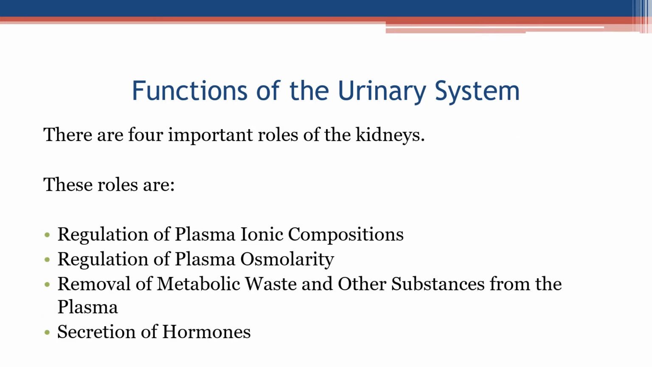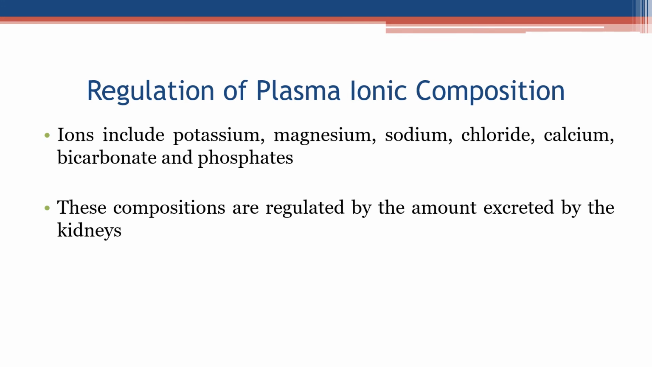There are 4 important roles of the kidneys. These roles are: regulation of plasma ionic composition, regulation of plasma osmolarity, removal of metabolic waste and other substances from the plasma, and secretion of hormones. Regulation of plasma ionic composition: ions include potassium, magnesium, sodium, chloride, calcium, bicarbonate, and phosphates. These compositions are regulated by the amount excreted by the kidneys.